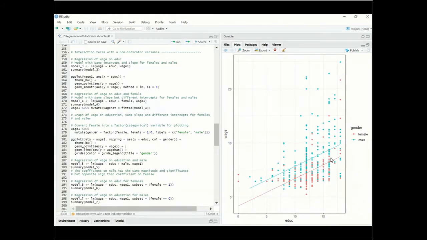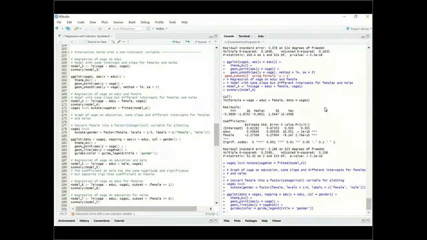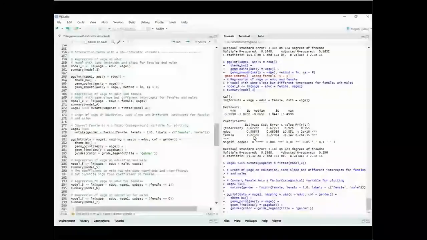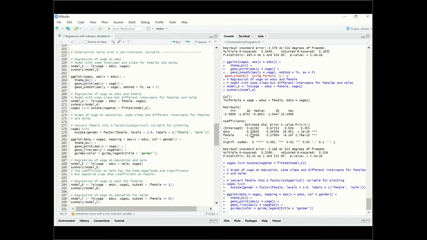The distance between these two lines would actually be the coefficient on female. So the distance between the lines would be exactly 2.27. The line for females would be 2.27 lower than the line for males. This would be the slope of these lines, the coefficient on education. The intercept for males would be this one. The intercept for females would be this one plus this coefficient, but because it's a negative sign, it will be lower. And that's how you get all of the statistics that you need to plot these lines.